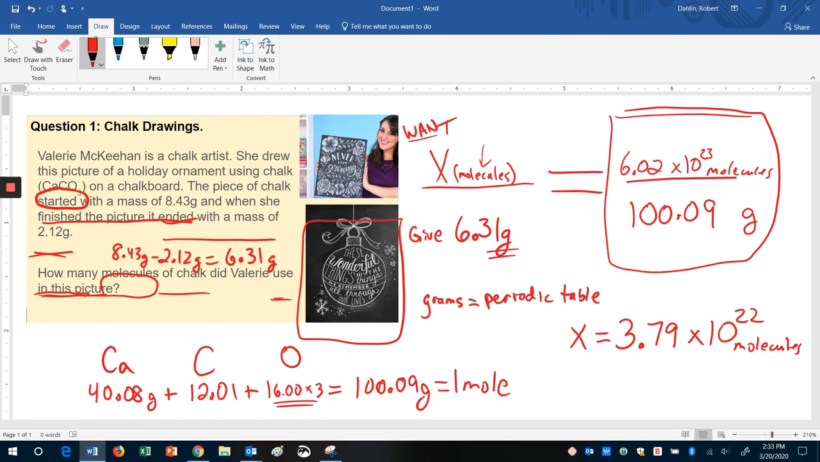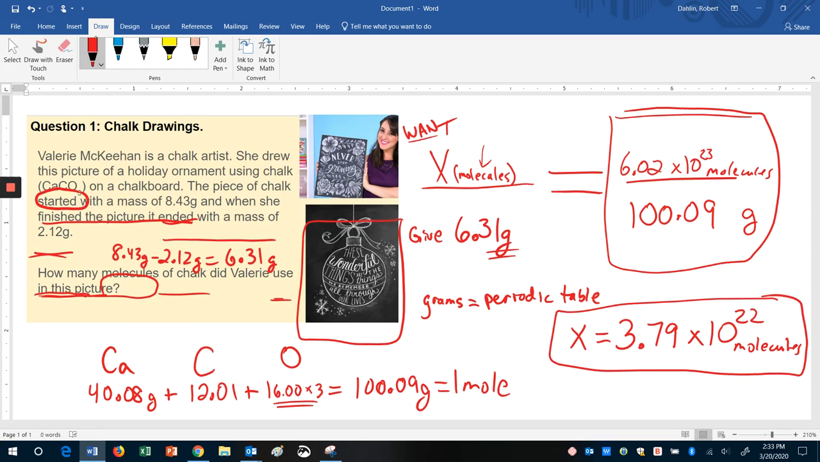Now, double check, look back. Does that number make sense? Well, 6.31 is smaller than 100.09. And this number here, which would go on top over here, remember, that has a smaller power of 10 than 10 to the 23, which means it's also a smaller number. So that actually makes sense. That probably tells me I did my math right.